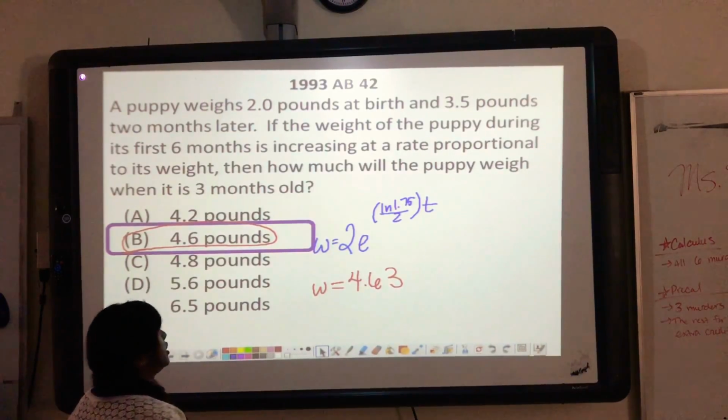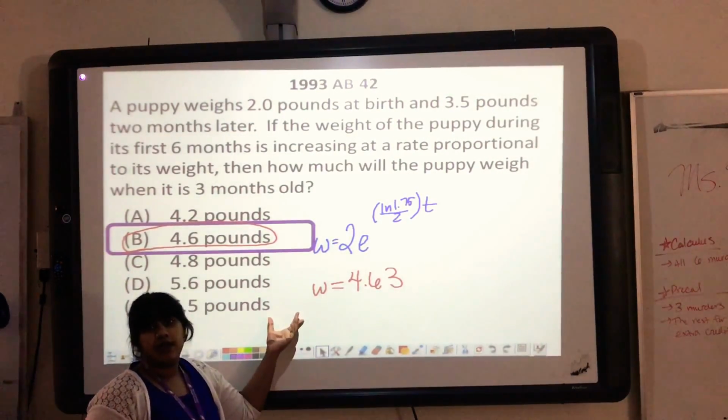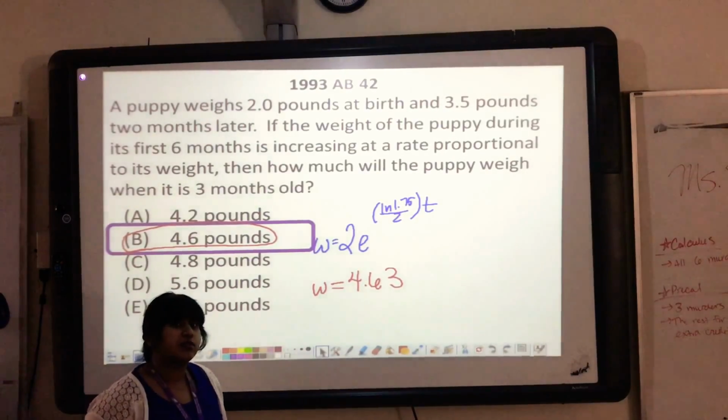Okay, the other 3 multiple choice questions in this packet, I believe we can do in class, or we can work through the rest of that free response together.